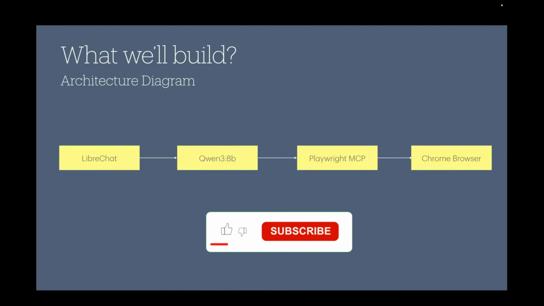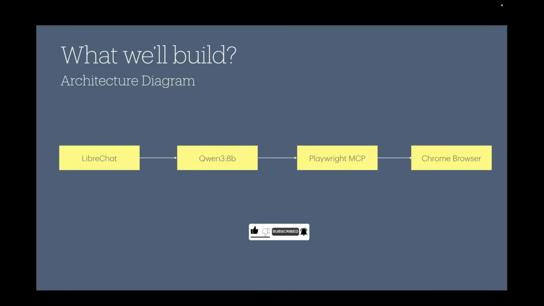Let's first understand the architecture diagram. We have four different components: LibreChat, Qwen3, Playwright MCP, and Chrome browser. Everything starts with the user. We type a prompt into LibreChat, for example, open the Playwright website and click the Get Started button. LibreChat acts as the chat interface where we interact with our AI assistant.